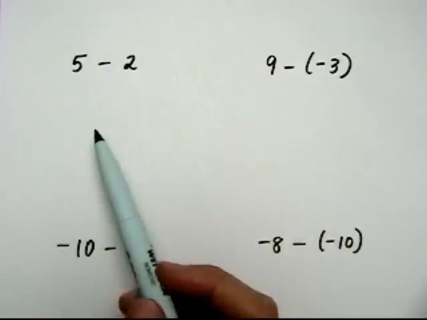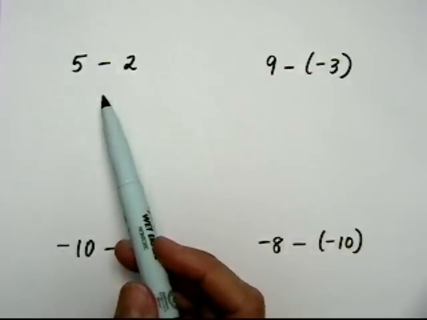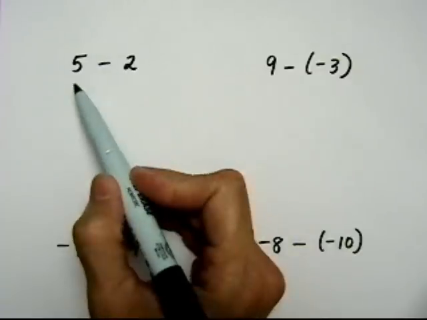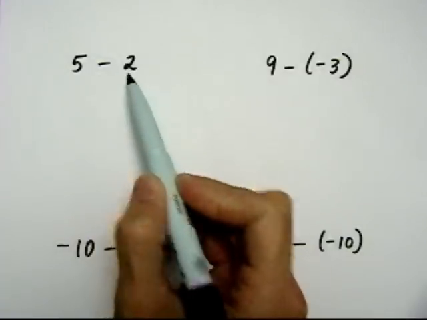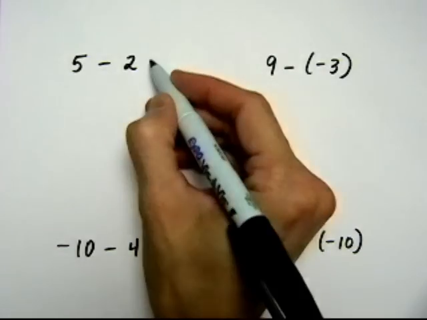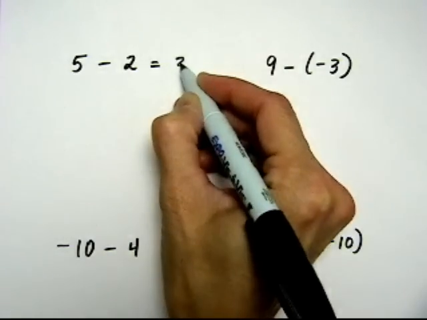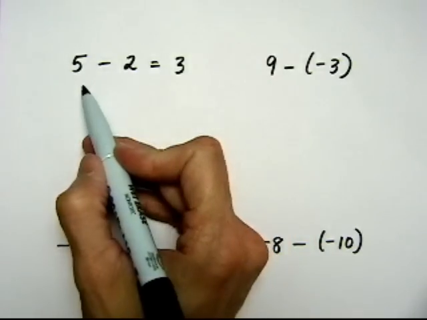Here we're going to do out a few problems with subtracting signed numbers. So first of all, let's look at 5 minus 2. Well, we know that 5 minus 2 is equal to 3. And let's look at that a little bit differently for a second.